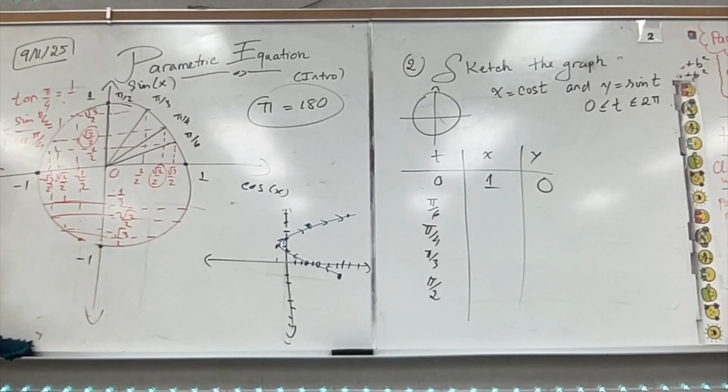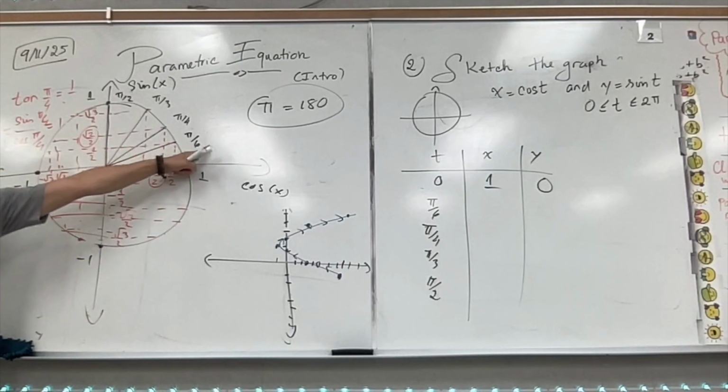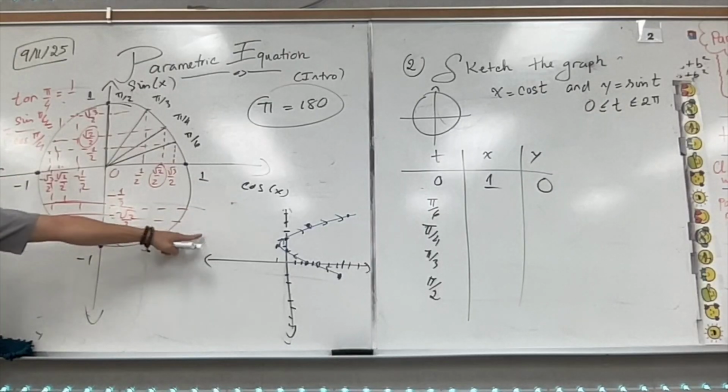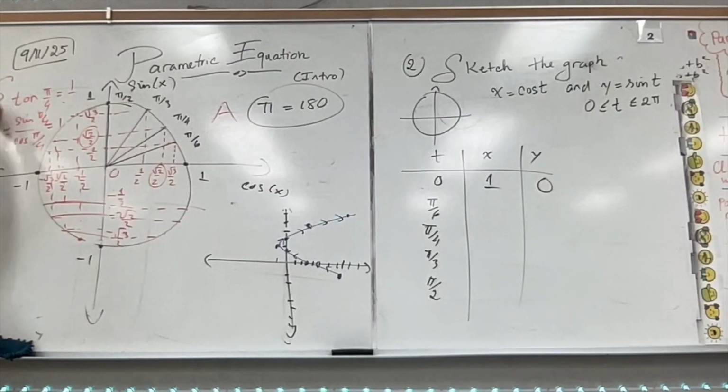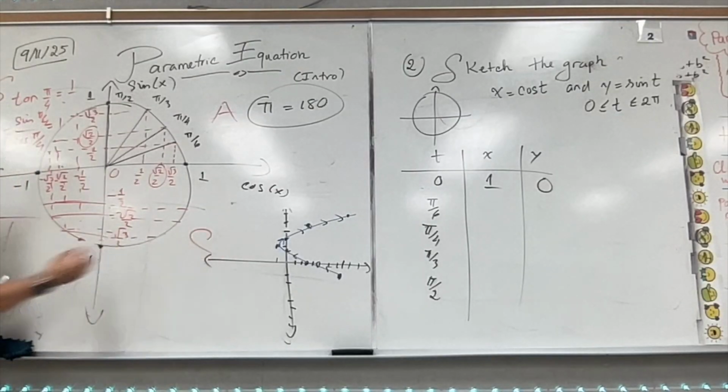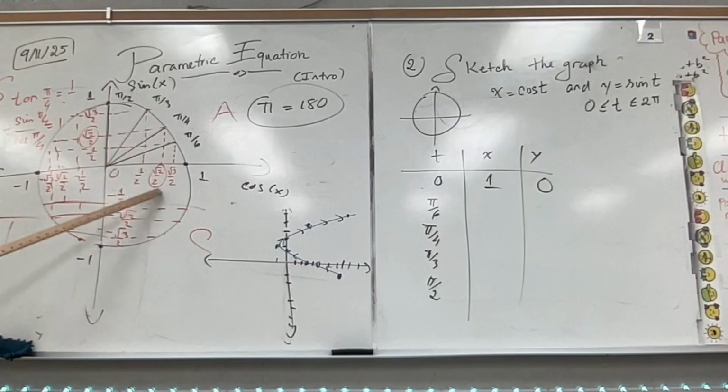Do you remember the signs? All Students Take Calculus. I told you before, right? A S T C. Now do you know why they're all positive here? Because cosine and sine are positive in this quadrant. And do you know why this one is only sine positive? Because only sine is positive here, cosine is negative. And since cosine is negative, tangent is also negative.